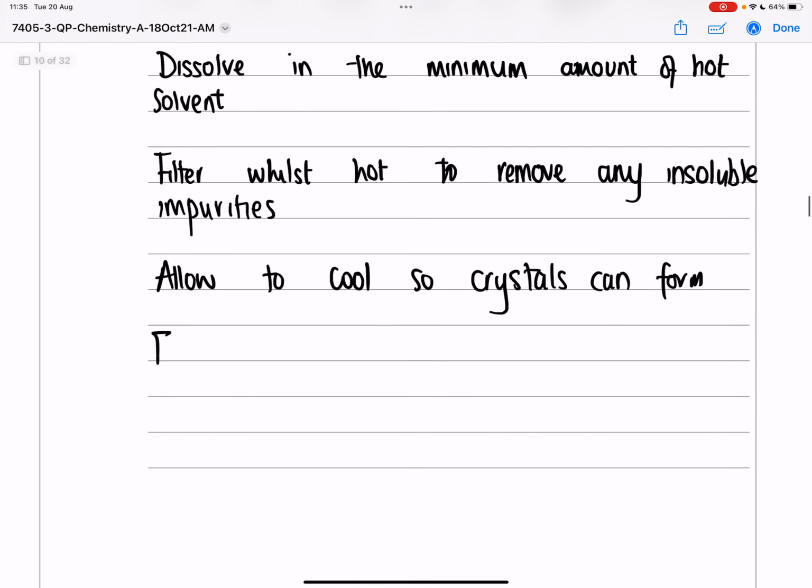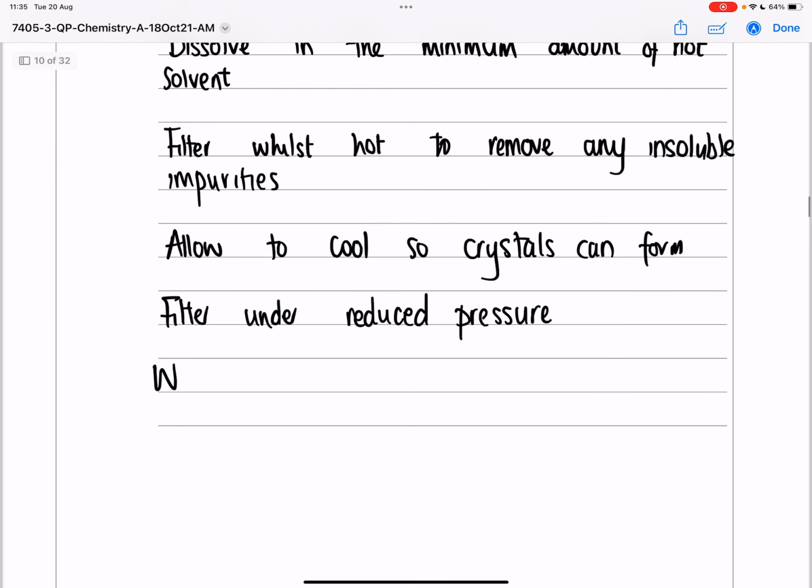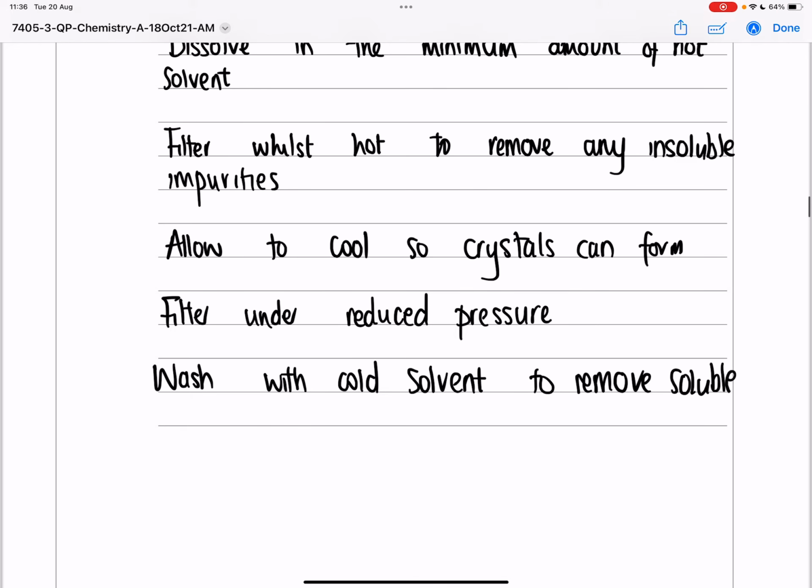And then we're going to filter under reduced pressure. So that's Buchner filtration. We're going to wash with cold solvent to remove soluble impurities. And then dry. And then we'll be able to find its melting point.